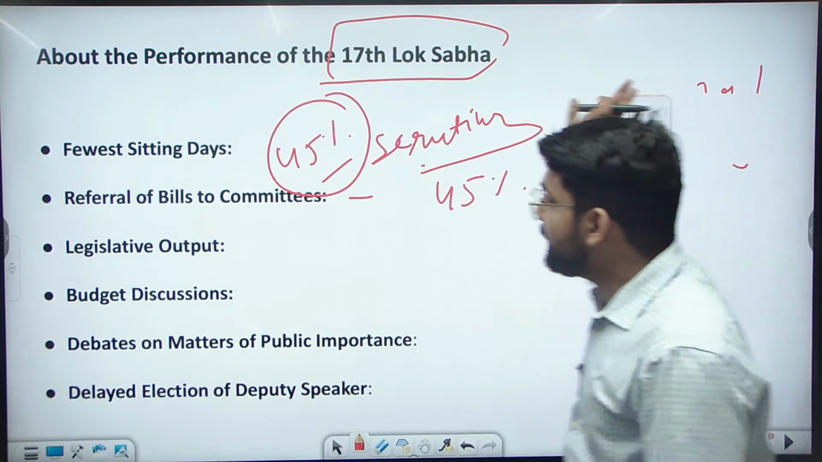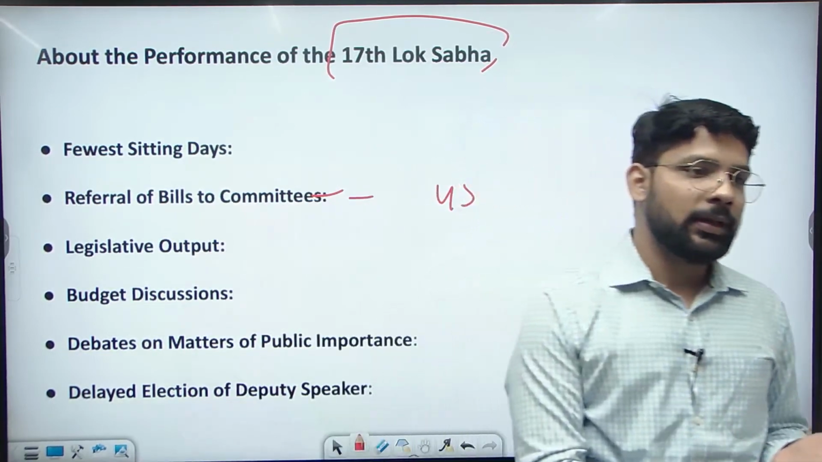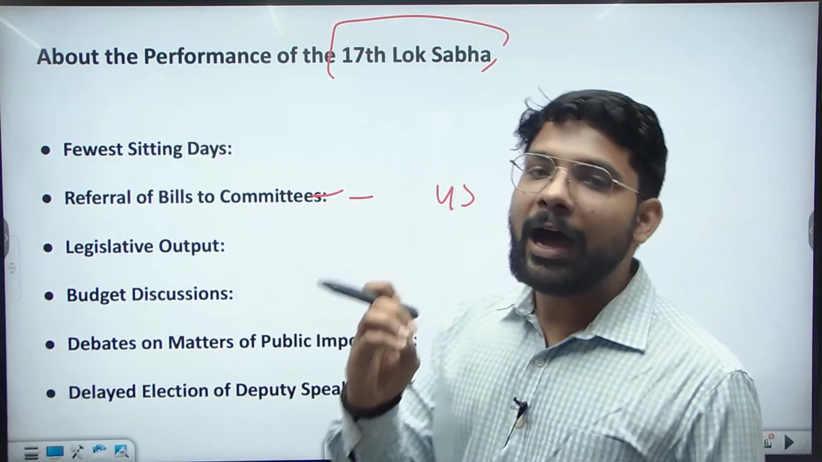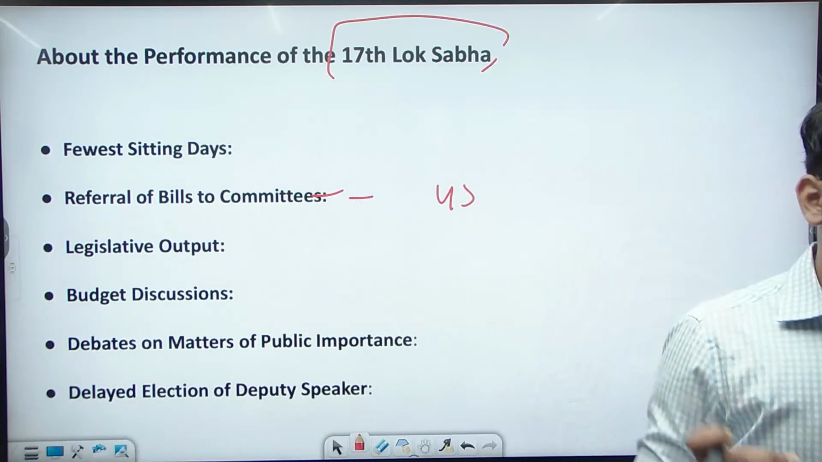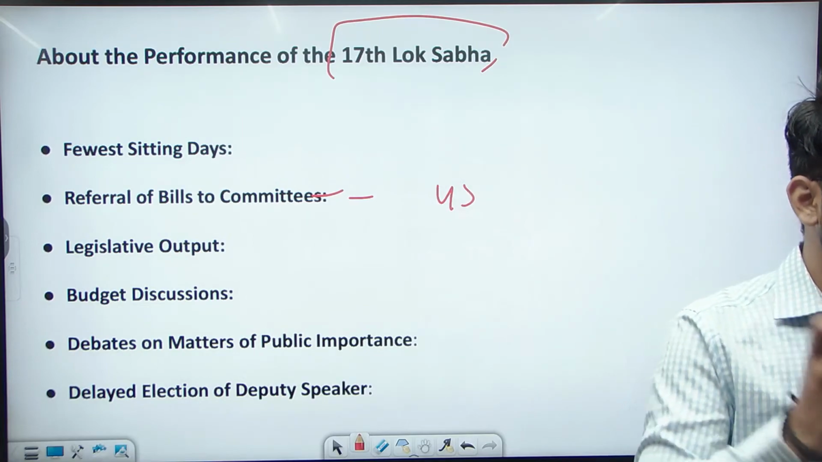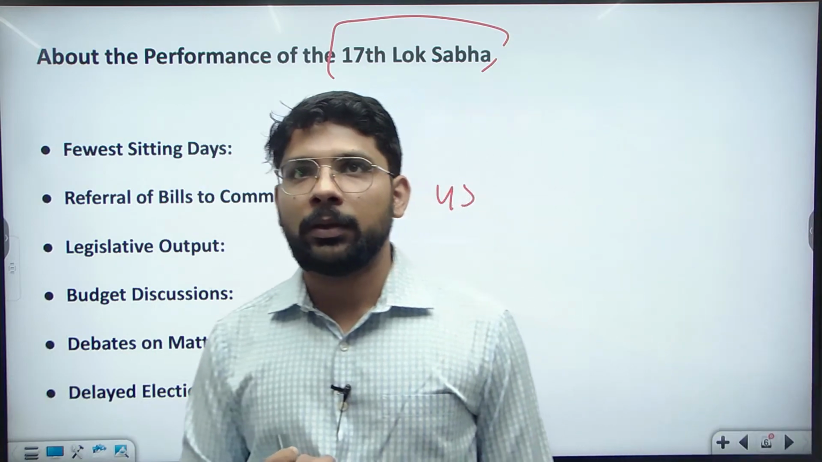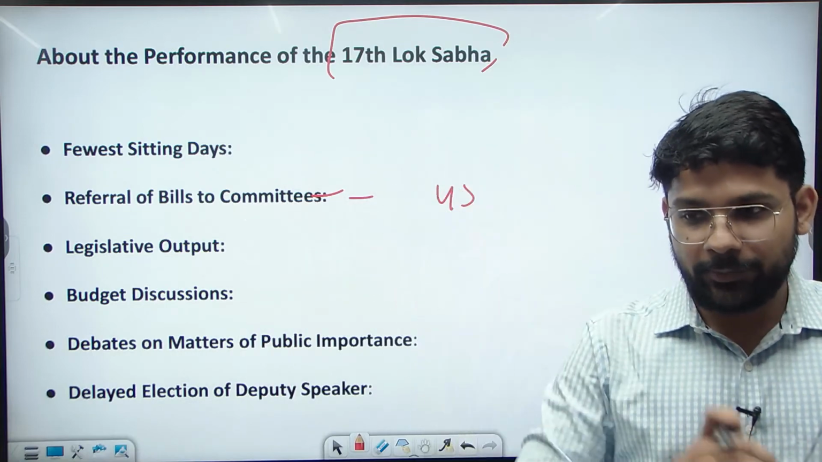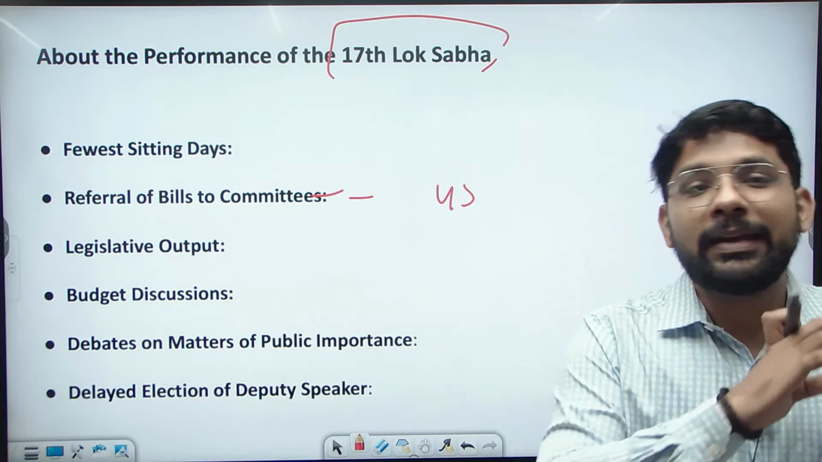Then the third point is legislative output. Legislative output means the number of bills introduced in the parliament and how many of them are passed by the parliament. Taking the same example of 150 bills, how many are passed with proper scrutiny, proper discussion, proper details and amendments? According to recent data, out of the 150 bills, only 120 bills were passed by the parliament. And out of those 120, there was very little discussion.